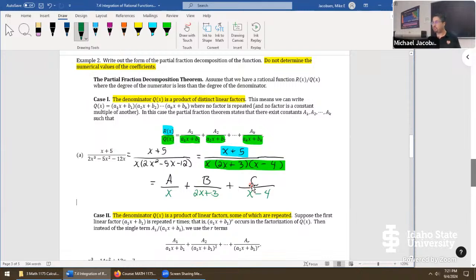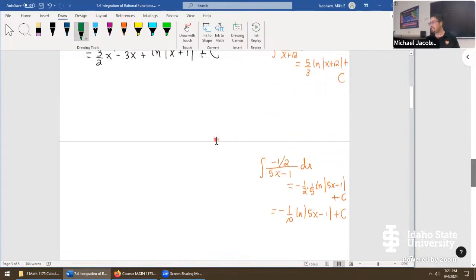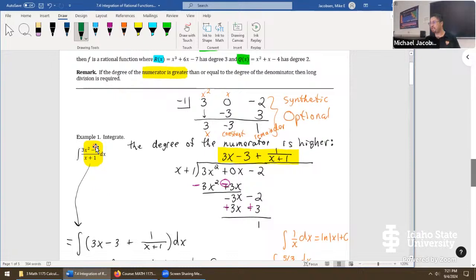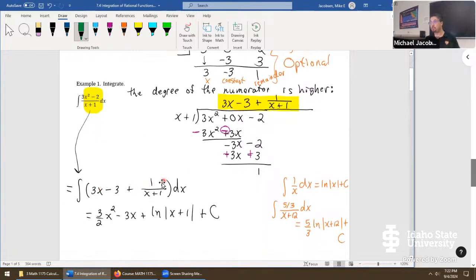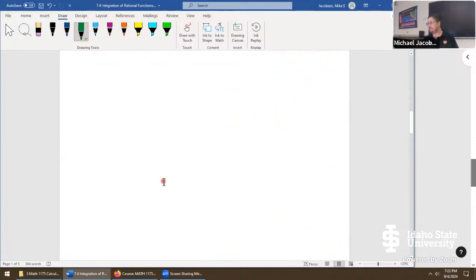Okay, so the partial fraction decomposition theorem is all about finding a way to take something like this and split it apart. That's essentially what we're trying to do. This one had degree 3 in the denominator, degree 1 in the numerator, so long division doesn't help us. But if long division does work, that's the goal: just split this one fraction into multiple terms. The decomposition theorem helps us when we can't use long division.